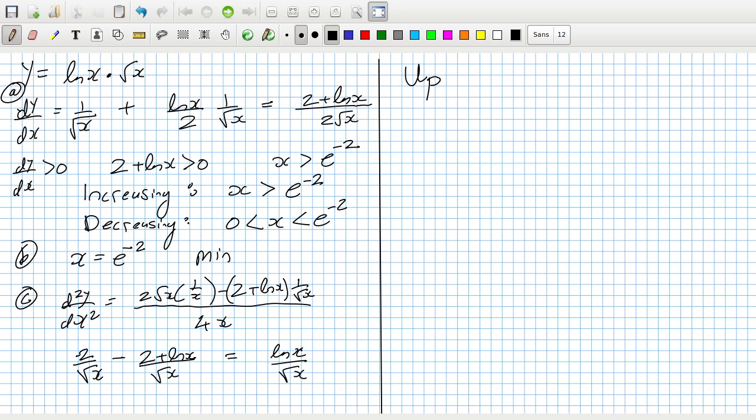So that would be when x is more than, when does this go negative, when x is before 1. So when x is more than 1, and then concave down when x is between 0 and 1. Okay, and d, inflection point at when x is 1.